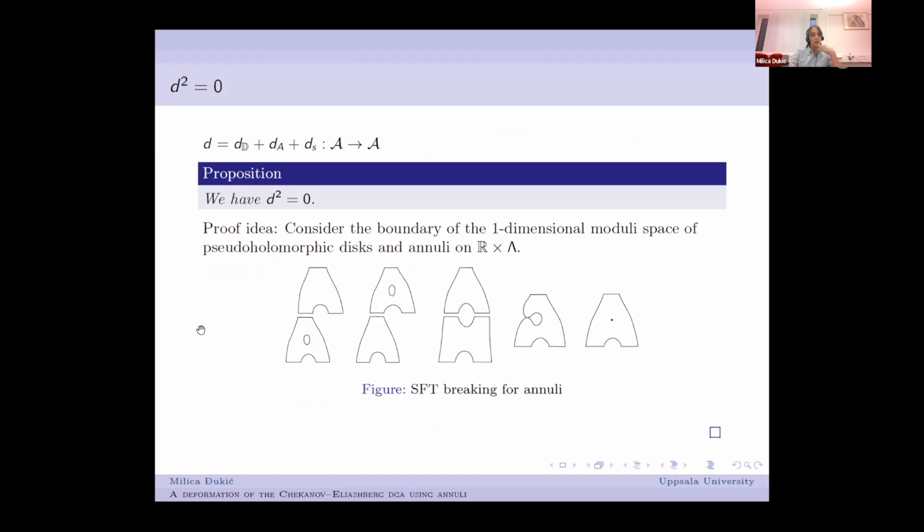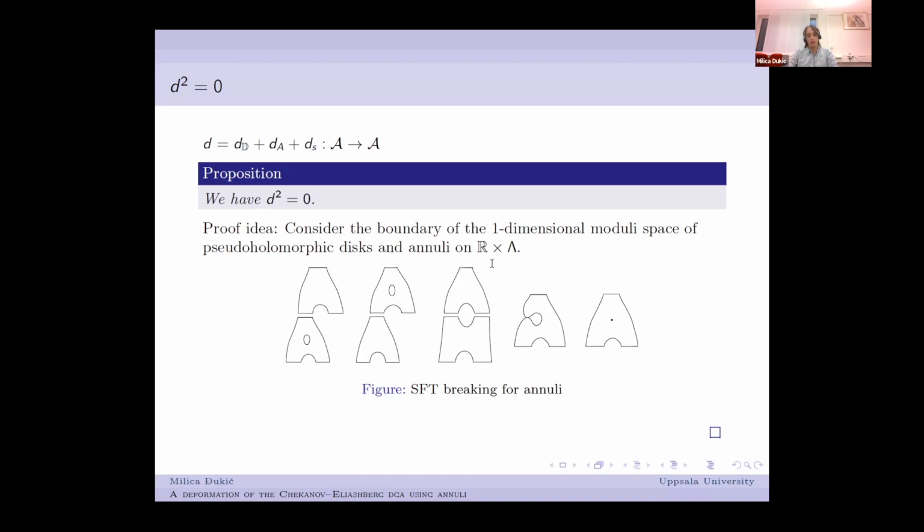All right, and now we can define our differential as the sum of these three components. And the main statement here is now that d squared equals 0. So the proof idea is the standard SFT philosophy. We consider the boundary of the one-dimensional moduli space of pseudoholomorphic disks and annuli.